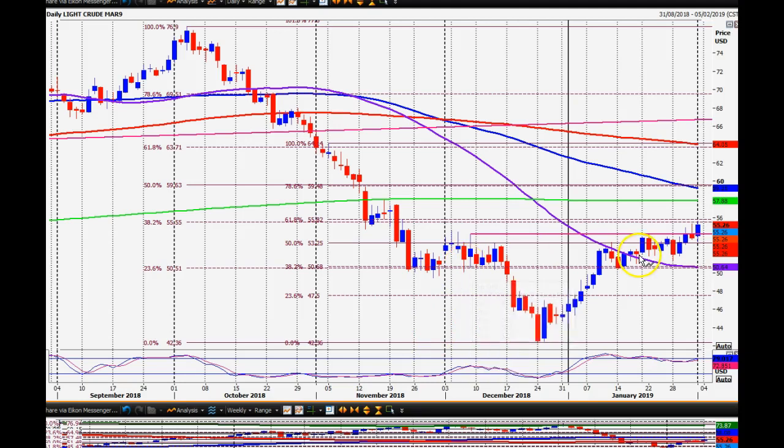WTI crude has completed what looks like an inverse head and shoulders pattern. It's a bit of a weak right shoulder, but I don't think we can ignore it. This was confusing on Thursday. The spike up, long upper candle wick, red bodied candle did look quite negative, but Friday proved that to be a false signal, and bang, we're up.